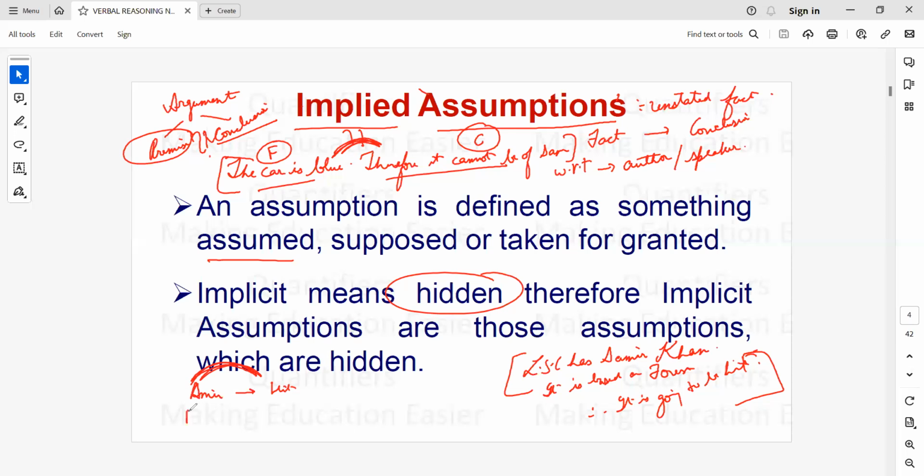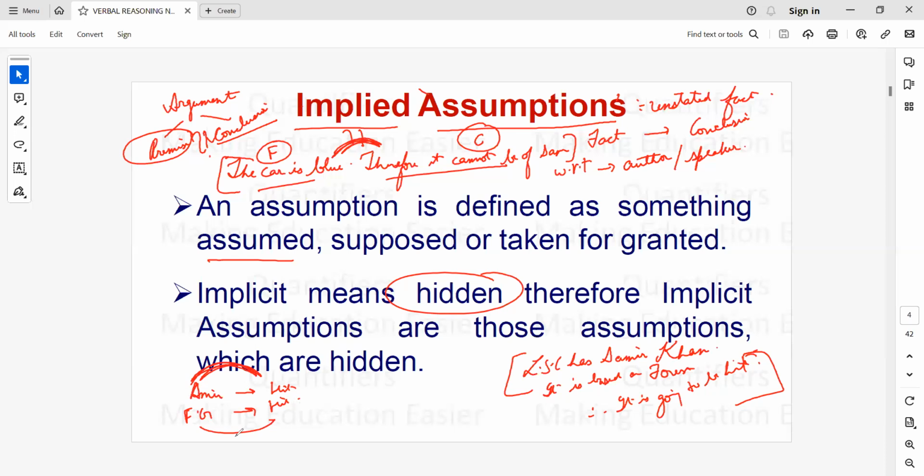And secondly, I'm saying that this movie is based on Forrest Gump, therefore it is going to be a hit. So is there any missing link between Forrest Gump and hit? Is there anything that I'm assuming? Maybe I'm assuming that Forrest Gump was a super duper movie, a super hit, a blockbuster. So this movie is based on Forrest Gump, so it is going to repeat the history, right? So these are some of the assumptions, right?